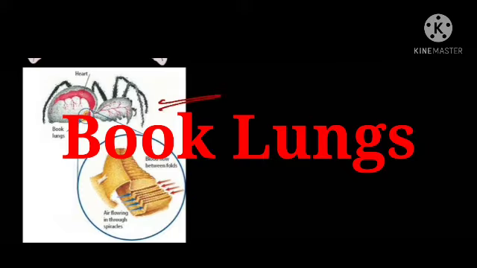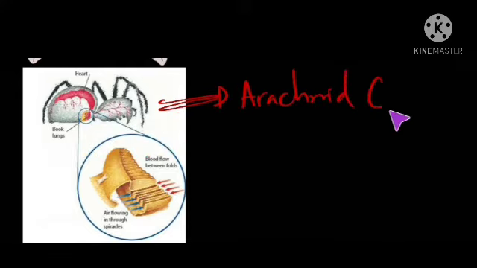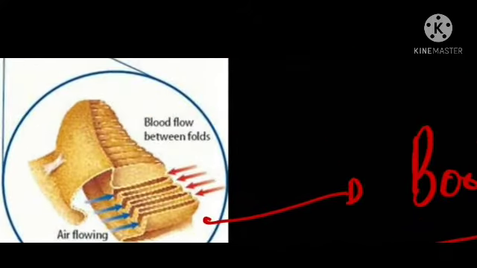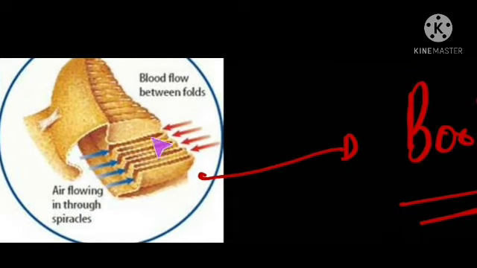Book lung is a form of a respiratory organ found in certain air-breathing arachnids and arthropods. Each book lung consists of a series of thin plates that are highly vascular and are arranged in relation to each other like the pages of a book.